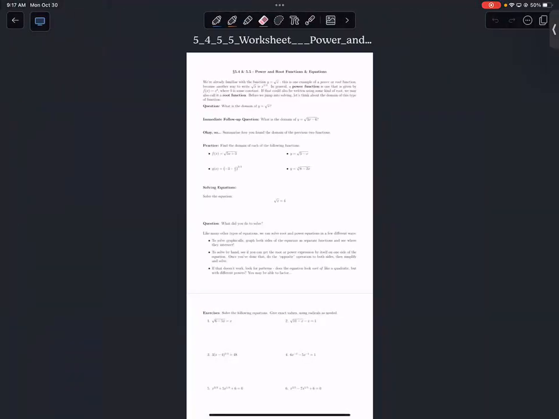So today we're mostly going to focus on functions involving either a square root or a cube root. And just like we did with the other stuff, we're going to see what we can generalize.